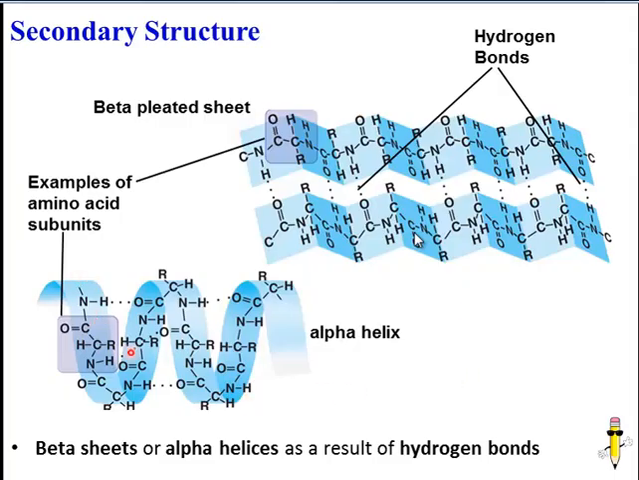So here is our original polypeptide chain, but we can see that because there are hydrogen bonds forming between different amino acids, it's starting to coil up into this shape. On the other hand, here we've got hydrogen bonds forming between different amino acids, and it's giving it a pleated shape. So that's our secondary structure.